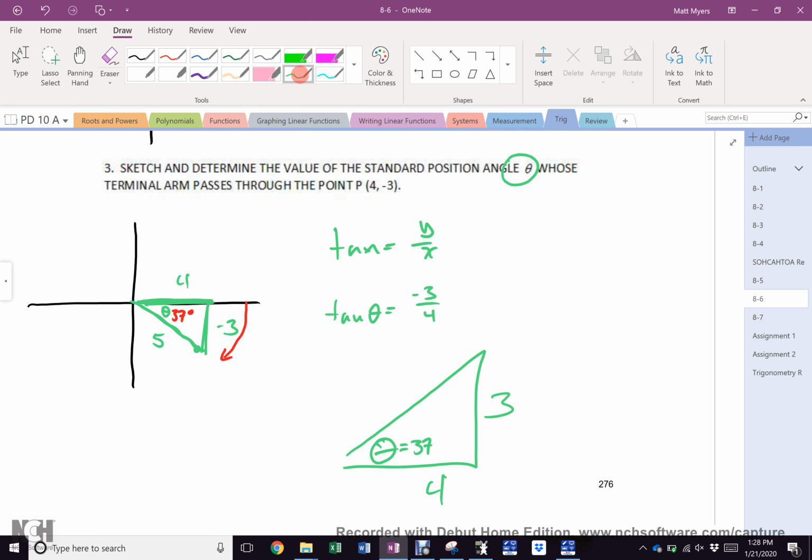Is that the angle in standard position? No, of course not. Because standard position starts here and goes this way. Your calculator works with, what do we call that angle? Starts with an R, reference angle. Your calculator works with reference angles. So the reference angle was -37. What's theta? 360 minus 37? So what is it? 323. Everybody cool?